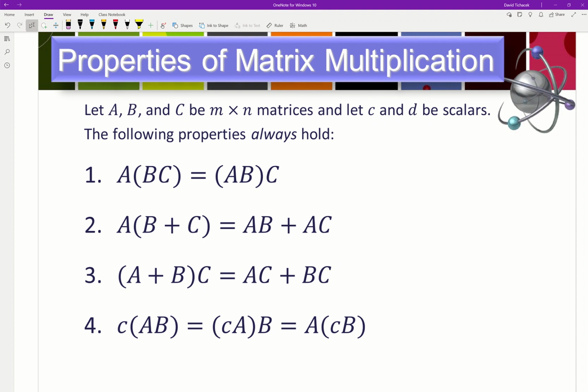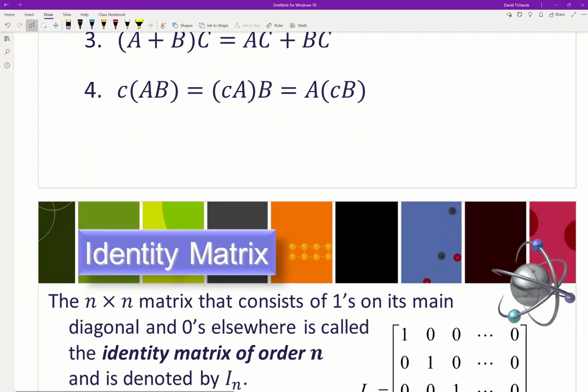So if you were to multiply a scalar times a product of 2 matrices, then you can look at that as more of an associative property, where maybe you take that scalar times A first, or maybe you take it times B first, and then multiply your matrices together. So again, these are the different properties of matrix multiplication here.